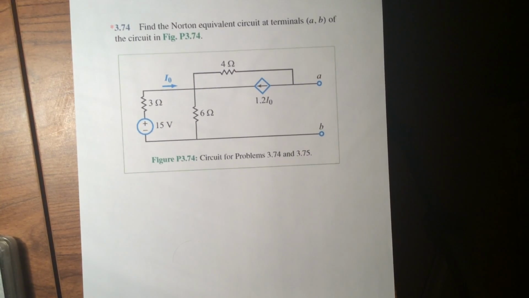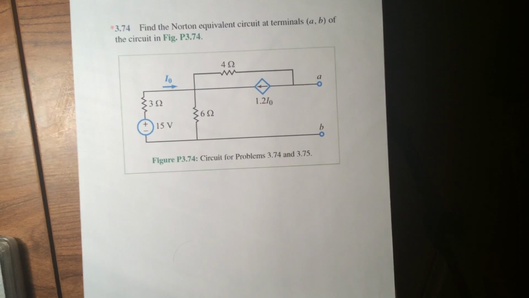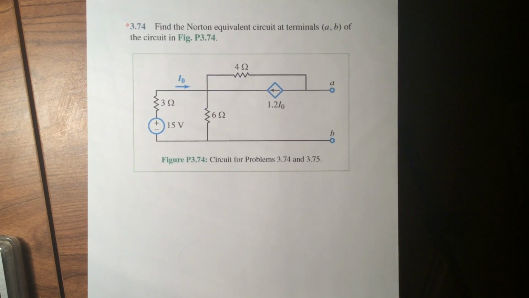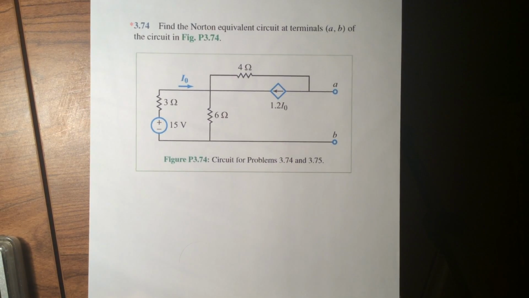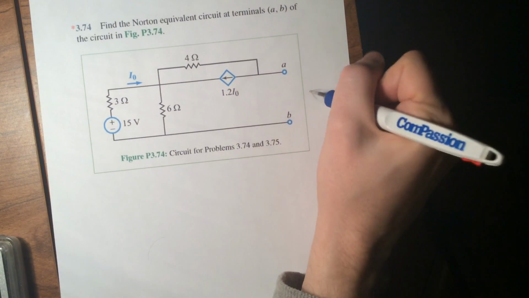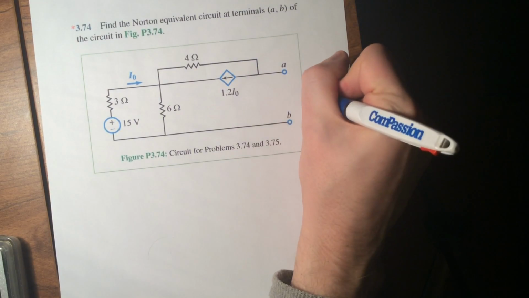Alright, so for this one, we're going to try to find the Norton equivalent circuit at terminals A, B of the circuit here. A Norton circuit is almost exactly the same as a Thevenin, except it's with current. Thevenin circuits are with voltage. So we're going to try to turn this into something that looks like this.